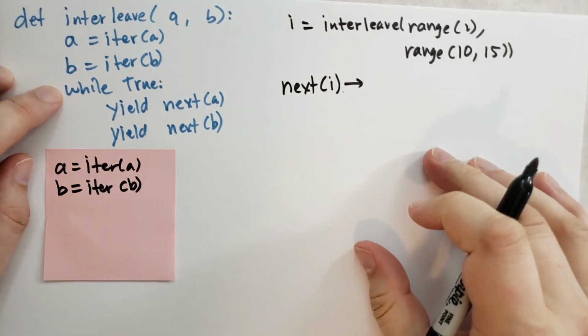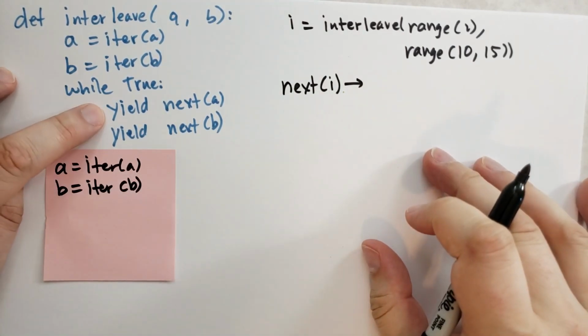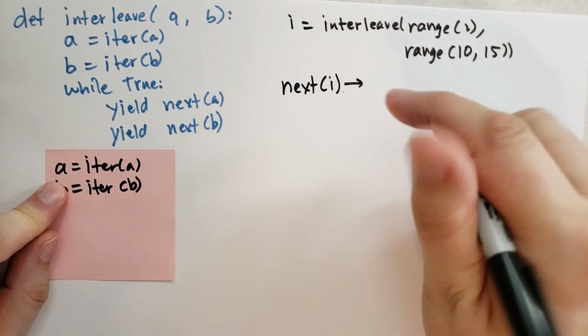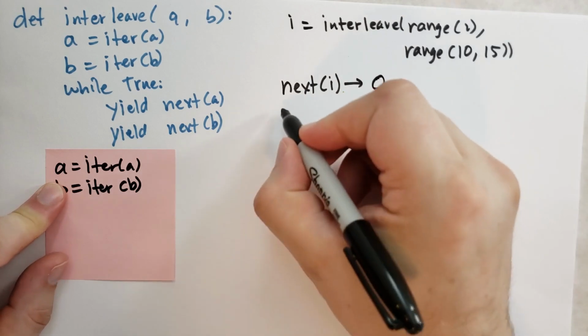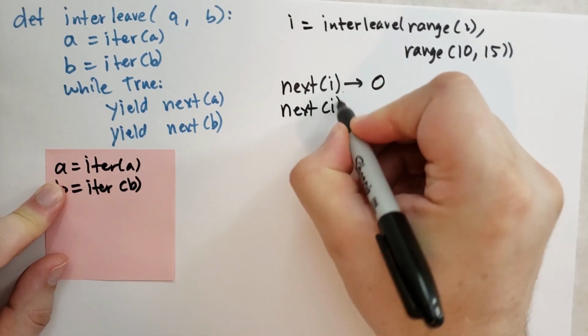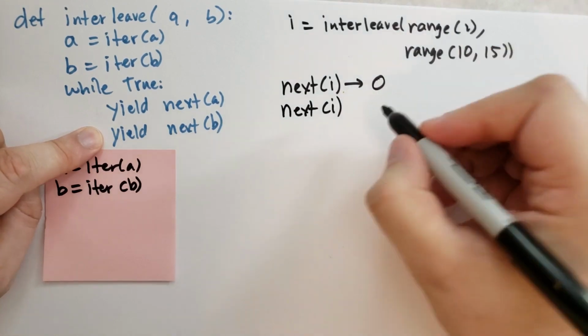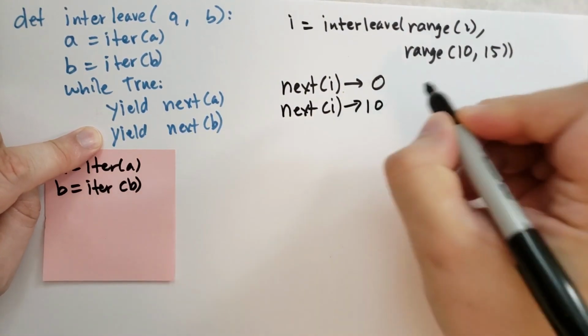Okay. And then it enters this while loop. The first thing it does is yield the next value of A. What's the next value of A? Well, that would be 0. When we call next again, it continues from where it left off, yielding the next value of B. Well, that would be 10.